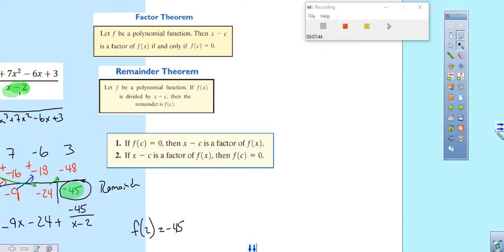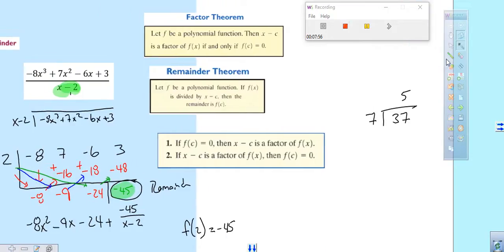Now, I want to remind you of something real quick. If we divided 7 into 37, we have several ways of writing this. 7 doesn't go into 37, so we still put a 5 there. So we still have a divisor, just like we have a divisor down here. 5 still goes into it. But once we divide that out, we get 35 with 2 left over. So we have a remainder at this point, just like right there.